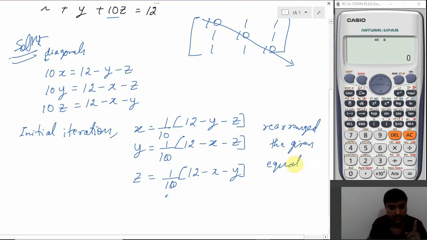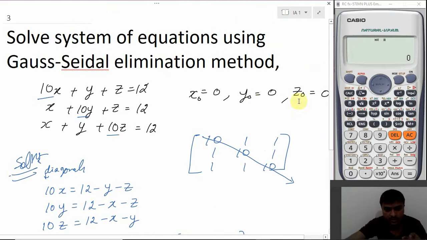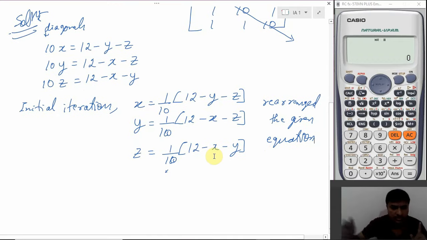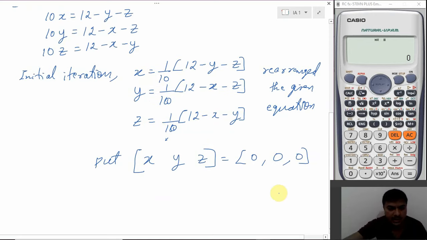Please remember this. Whenever you take the Gauss-Seidel, you have to rearrange x, y, z. Now the initial value is already given in the question. You can see here x is equal to 0, y is equal to 0, z is equal to 0. Keep in your mind, the values are already given. Just substitute, just take x, y, z as 0, 0, 0. Wherever x, y, z are on the right hand side, I'm going to substitute 0, 0, 0, and then put it in the calculator.